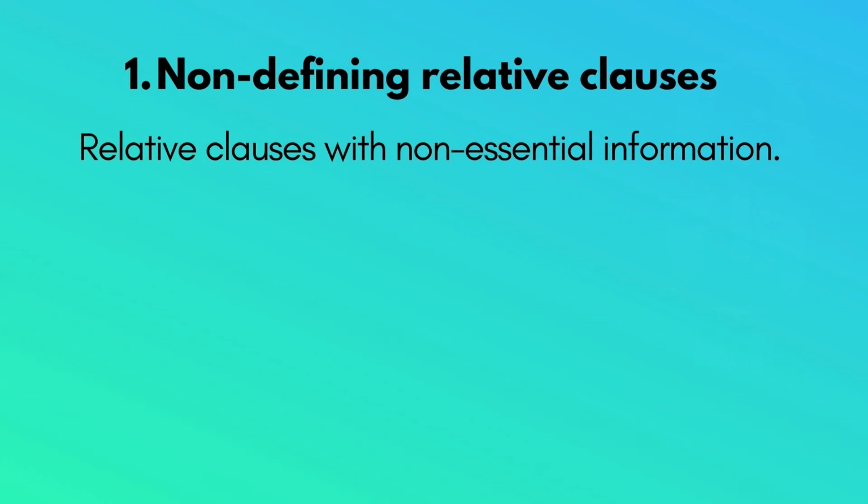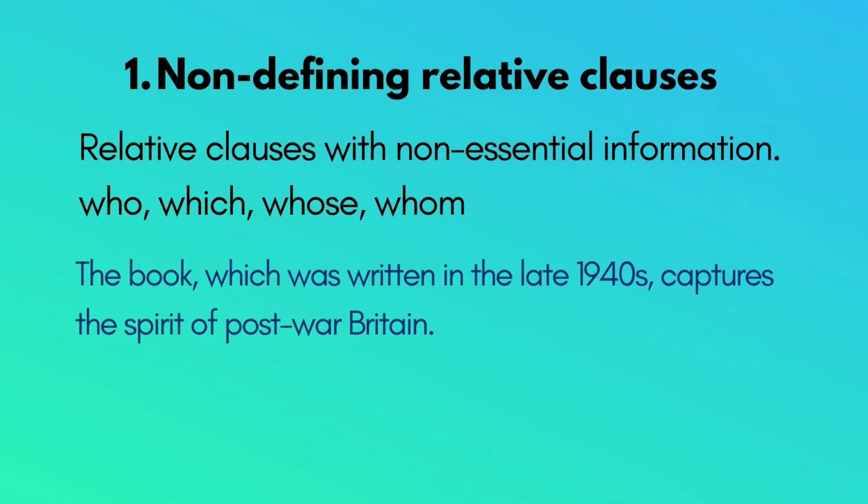So non-defining relative clauses. These are relative clauses with non-essential information. So anytime you write a sentence with a relative clause which contains non-essential information, you should include commas in that sentence. And these relative clauses will be used with the relative pronouns who, which, whose, and whom. Okay, so let's look at an example sentence. The book, which was written in the late 1940s, captures the spirit of post-war Britain. So this is from a book review, and as you can see in the middle there's a relative clause which was written in the late 1940s.